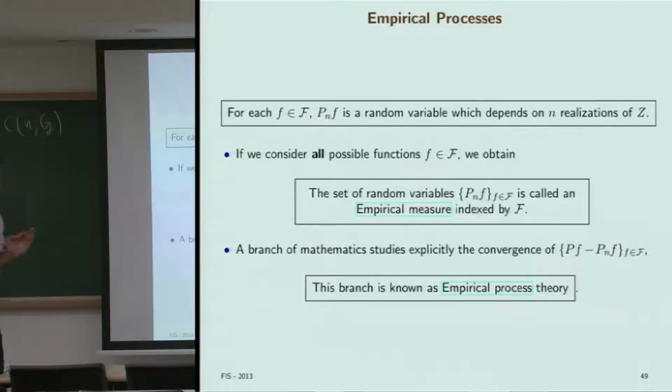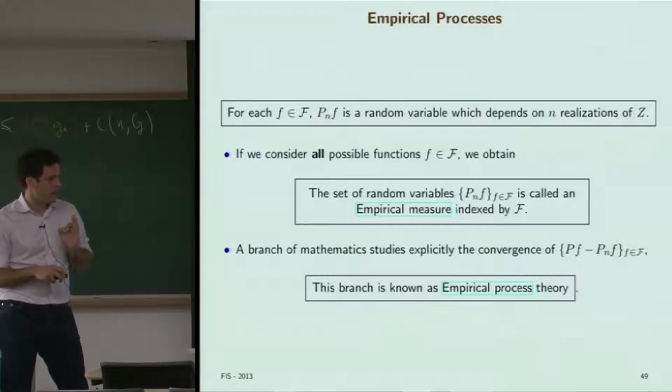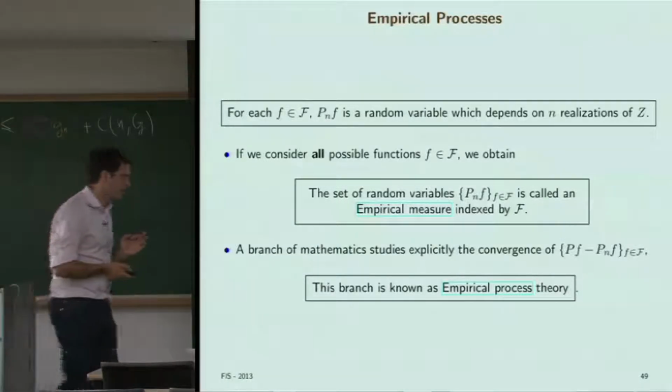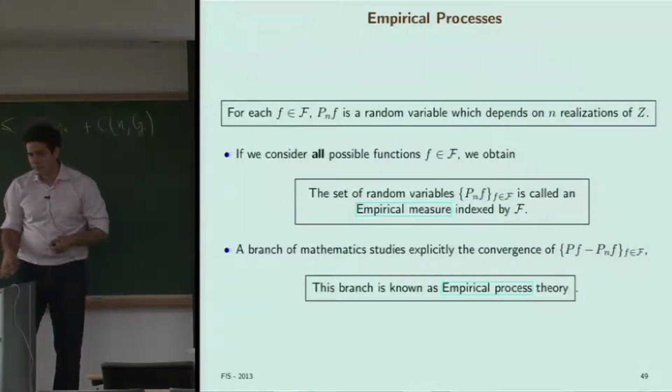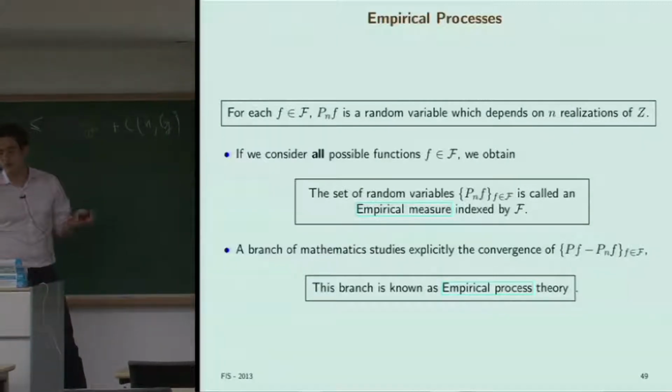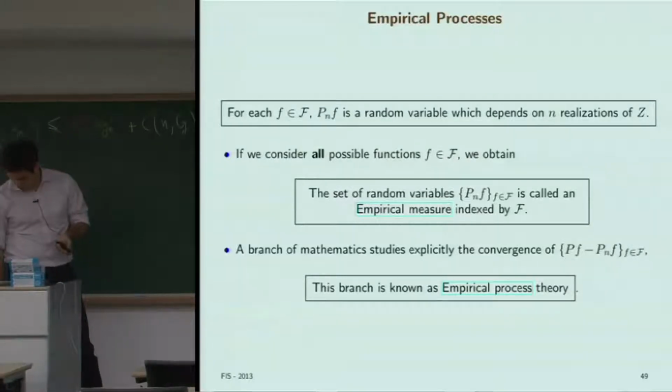So there is a branch of mathematics which studies explicitly the convergence of P of f minus Pn of f. So this converges to zero as the size of the sample grows. And this branch is known as empirical process theory. Okay? So here on the slides, those are just Wikipedia links that you can click on. But if you want to have an idea of what are the mathematical tools that we will use, basically, we will use empirical process theory to compute such bounds.